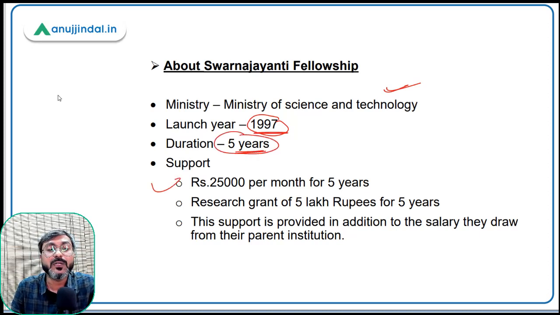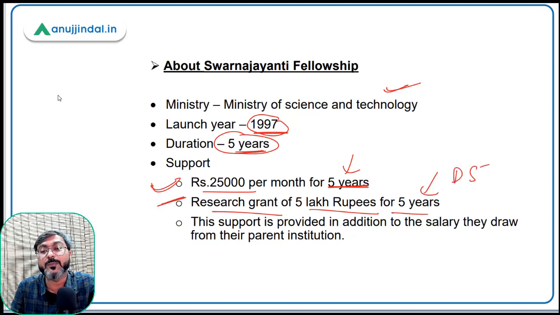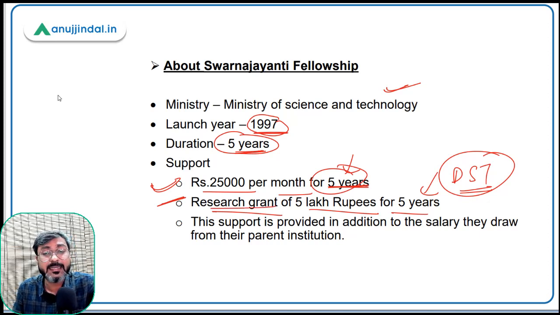And support ki agar hum baat karein, so ₹25,000 per month is provided for 5 years to the fellows and fellowship holders. And a research grant of ₹5 lakh for 5 years is also provided by Department of Science and Technology. Okay. And also remember that this support, this 25,000 per month for 5 years, and this research grant is provided in addition to the salary which they are drawing from their parent institution.